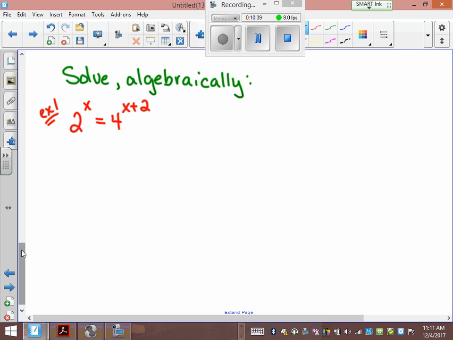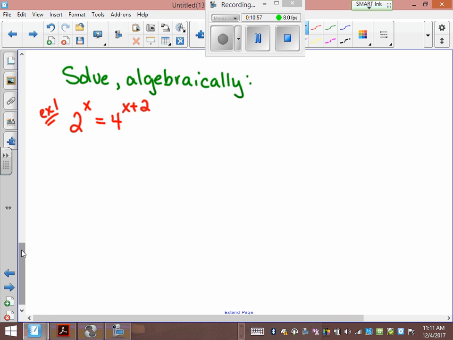Common base. That's the only way you can do this. If I give you 2 exponents and I ask algebraically, I have to be able to let you do it by common base. That's it. That's the only way I can ask it to you. If I give you 2 exponents and you can't do common base, I cannot ask that algebraically. I have to ask it graphically.